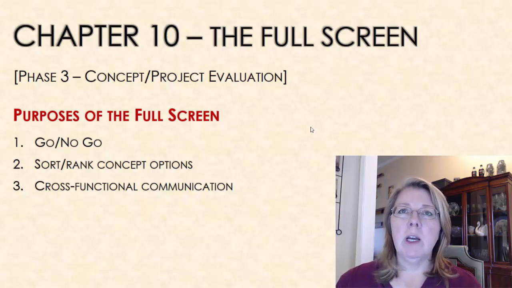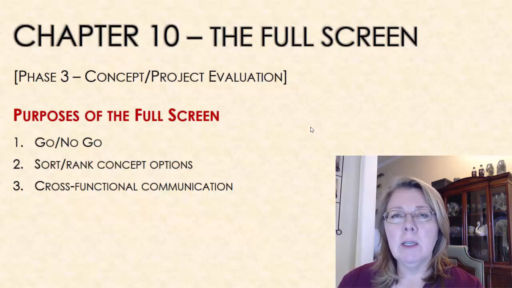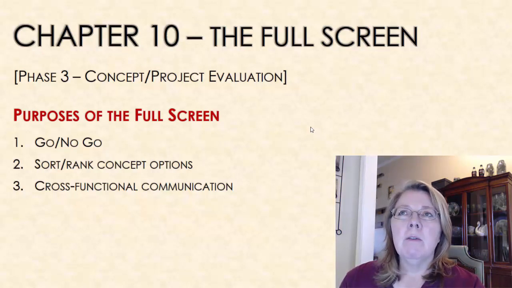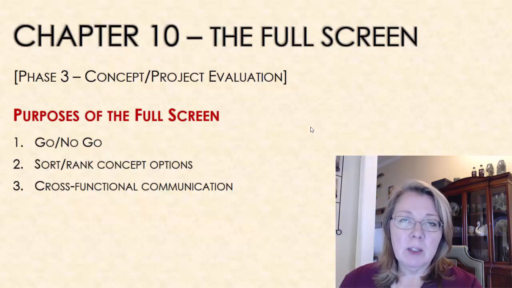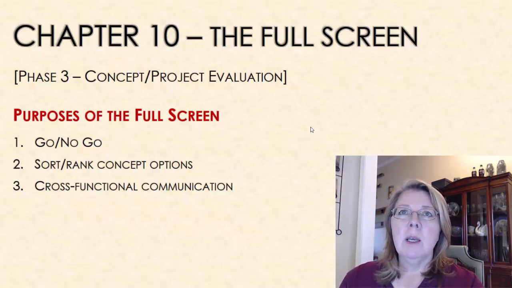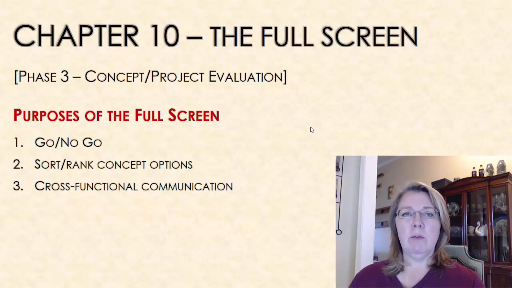So the purpose of the full screen is to look more internally now as a company. If you recall, in Chapter 9, we were taking our product concept to consumers and getting input from them. Here we're looking more internally, and we are evaluating our capacity as a company to develop each of these new product concepts and deciding really which ones are the most attractive.